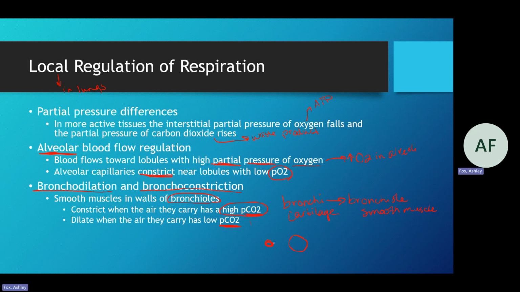If there's not a lot of carbon dioxide in the air that's being pushed out of the body, then you may be keeping too much on your body and you want to get rid of more. So you're going to dilate. So it's all in response again. The major response is going to be carbon dioxide partial pressure. But smooth muscle in the bronchioles allows you to open and close based on what the body needs and what the lungs need to do.